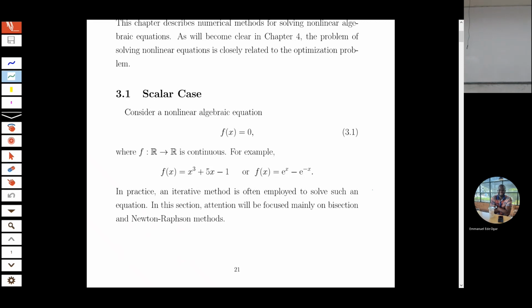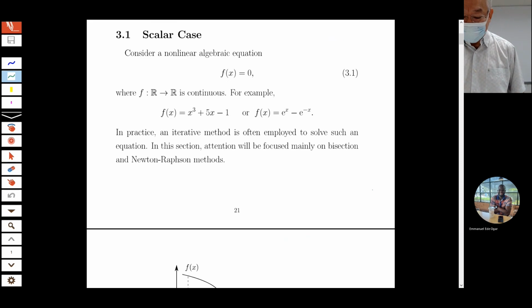So you see that even for a polynomial, if you want to find the root, analytical methods are limited, but we can always solve it using a numerical method, and this is what we are considering here. In this section, we will focus mainly on two methods, the bisection and Newton-Raphson. But today, I think we will cover the bisection method.